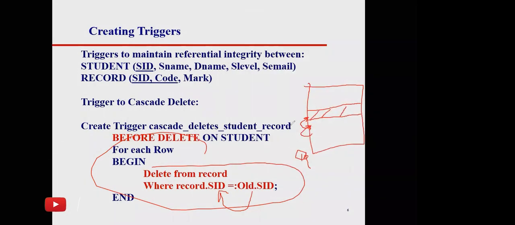So to do this operation, we need the services of triggers, because we want to delete the student ID. See the student ID over there, one row. So one row is deleted. For that, we need this operation.